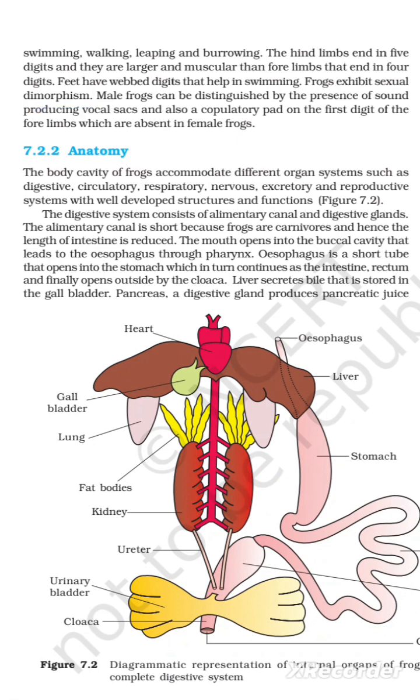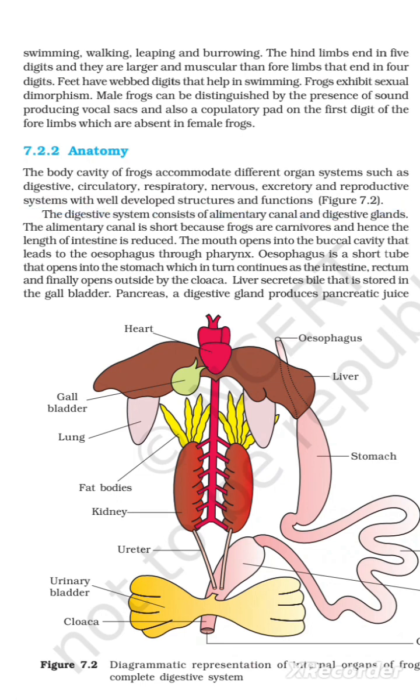Male frogs can be distinguished by the presence of sound-producing vocal sacs and also a copulatory pad on the first digit of the forelimb, which are absent in the female frogs. 7.2.2 Anatomy. The body cavity of frogs accommodates different organ systems such as digestive, circulatory, respiratory, nervous, excretory, and reproductive systems with well developed structure and function.